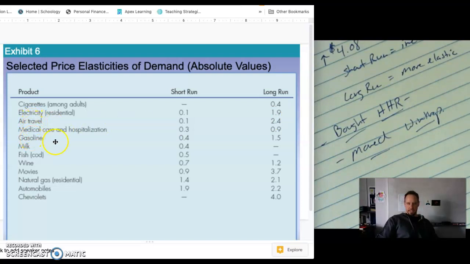Gasoline, this is the one I was talking about, in the short run is very inelastic. It has a value of 0.4. In the long run, 1.5. You can move. You can get a new job. You can reduce your consumption over time. So you can see how these in the short run are going to have a lower value, going to be more inelastic in the short run, more elastic over time. Hope that helps.